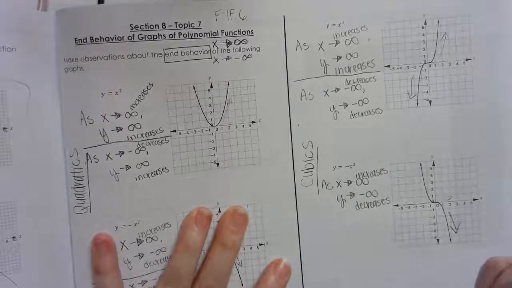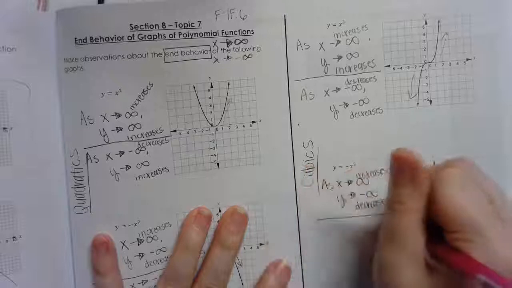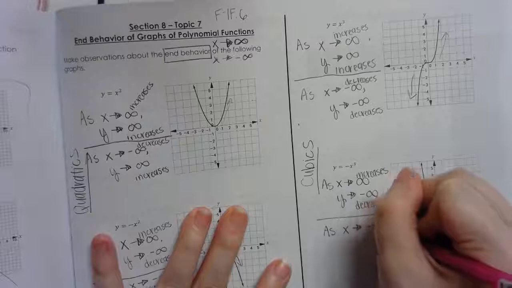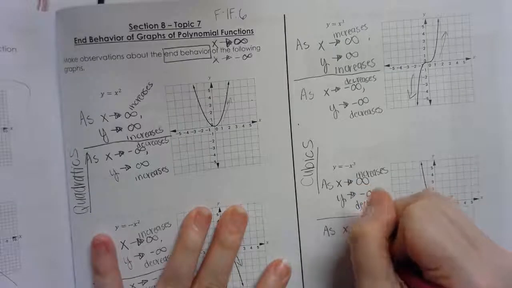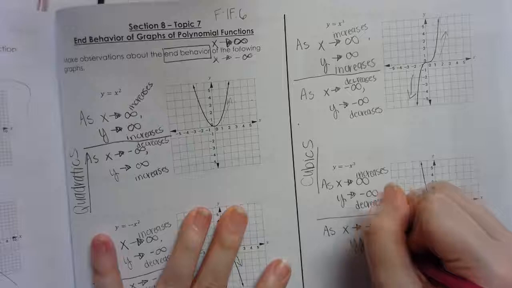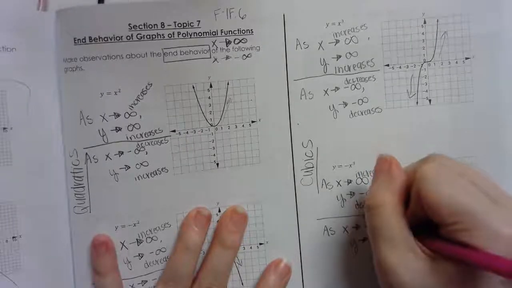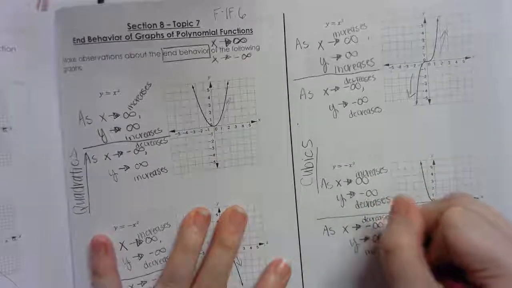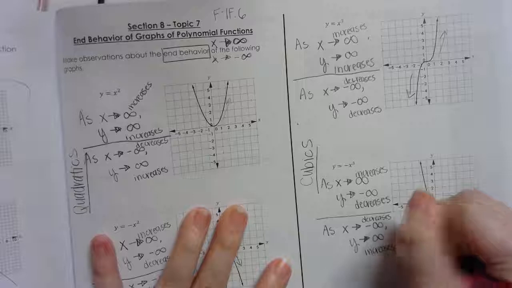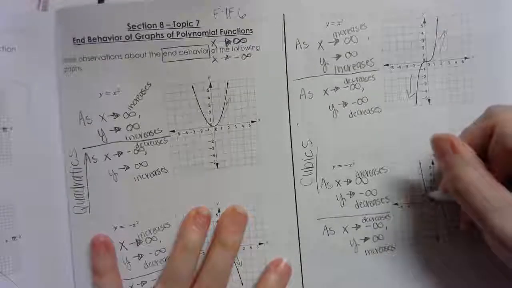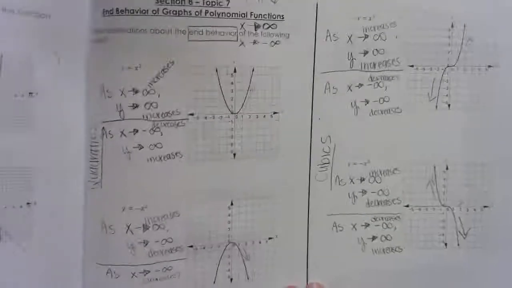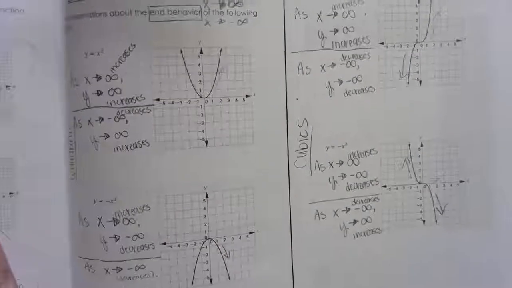And then as x decreases, as x approaches negative infinity, y approaches positive infinity. So as x decreases, y increases. As x goes down, y goes up. And you can see that from these graphs. Moving right along. Let's continue.